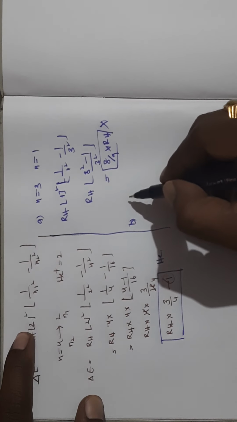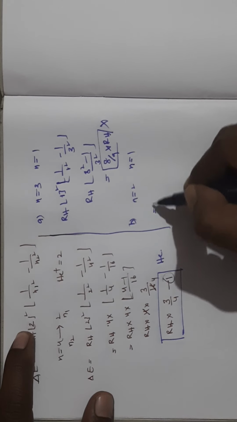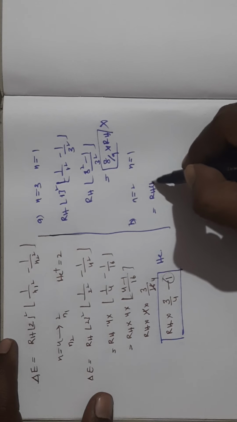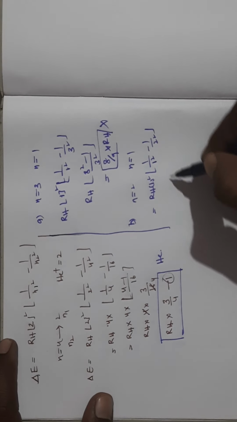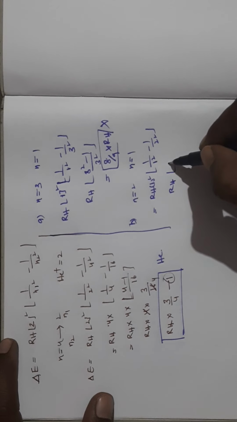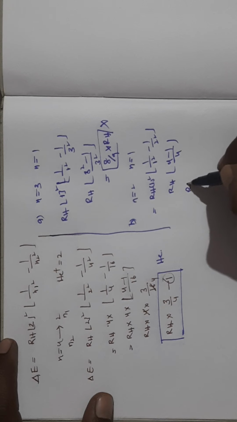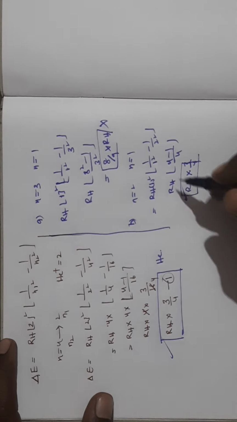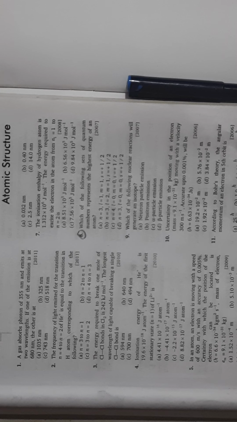So option B is how much? n2 is equal to 2 and n1 is equal to 1. So RH into 1 square into 1 by 1 square minus 1 by 2 square will come. So RH into 2 square means 4 minus 1 by 4 will come. So RH into 3 by 4. So both options are matching. So right, this and this one is matching. So option 2 is our answer. So this is one of the methods to solve the numerical.